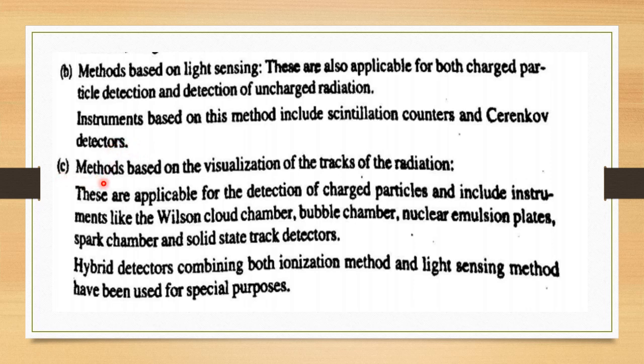The third category is methods based on the visualization of the tracks of the radiation. These are applicable for the detection of charged particles and include instruments like the Wilson cloud chamber, bubble chamber, nuclear emulsion plates, spark chamber and solid state track detectors. Hybrid detectors combining more than one of these methods, such as the ionization method and the light sensing method, have been used for special purposes.